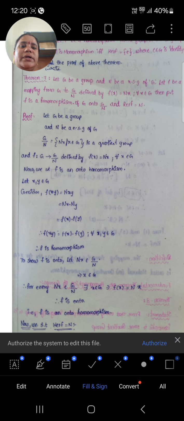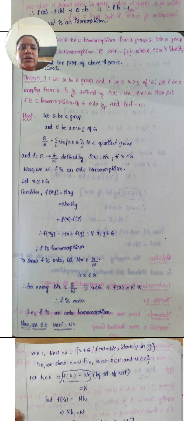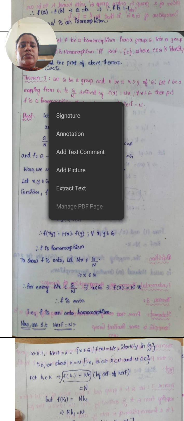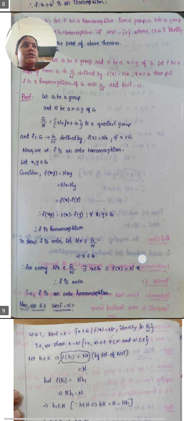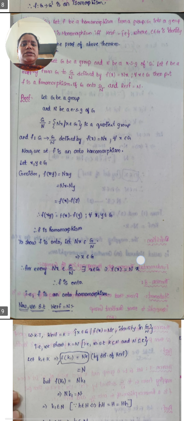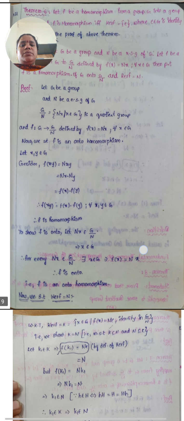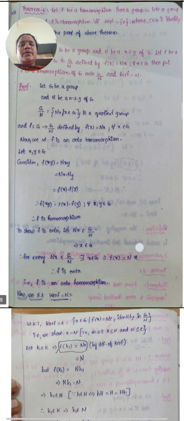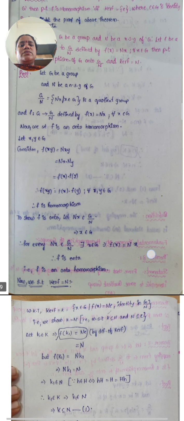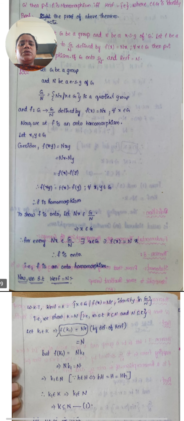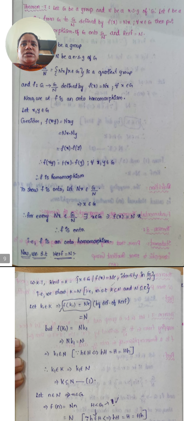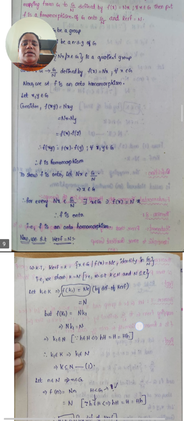Let G be a group and N be a normal subgroup of the group G, and f be a mapping from G to G by N defined by f of x is equal to Nx for all x belonging to G. Then prove that f is a homomorphism of G onto G by N and kernel f is equal to N. G by N is equal to the set of Nx such that x belongs to G, which is a quotient group. So now define a mapping f from G to G by N: f of x is equal to Nx for all x belonging to G.